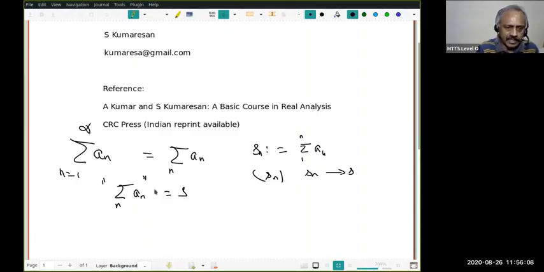So you cannot directly deal with the infinite series the way you do with finite sums. Okay, you can't do that.